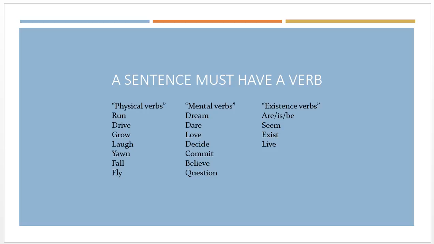Sometimes you're taught to look for a subject first, but a subject needs a verb, so it makes sense to look for the verb first. A verb is a word that's doing a particular job in a sentence, and that job is to express some kind of action. It could be a physical action, like run, drive, grow, laugh, yawn, fall, fly. It could be a mental action, like dream, dare, love, decide, commit, believe, question. Or it could be describing existence, like are, is, or be, or seem, or exist, or live. Actually, forms of to be, like are and is and am, are the most common verbs in English.